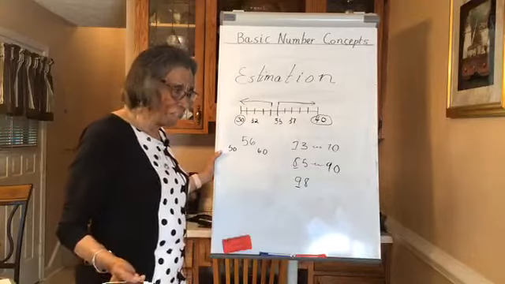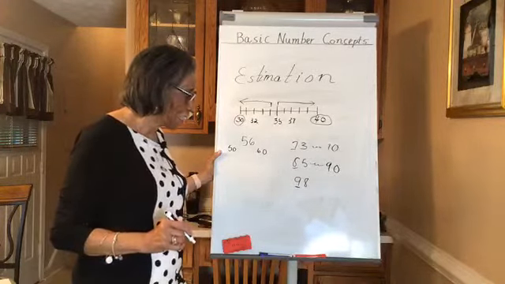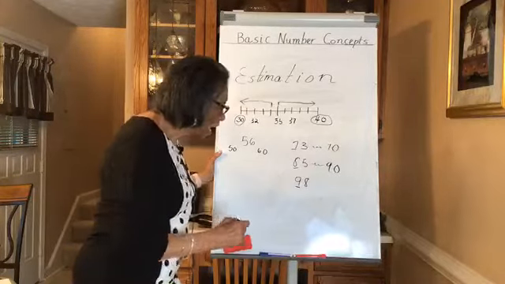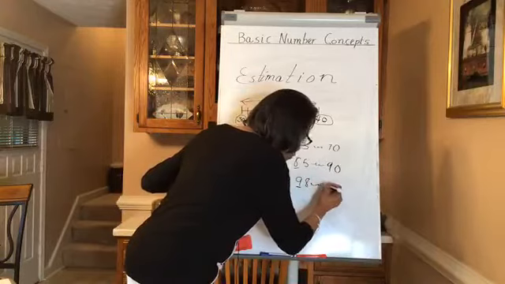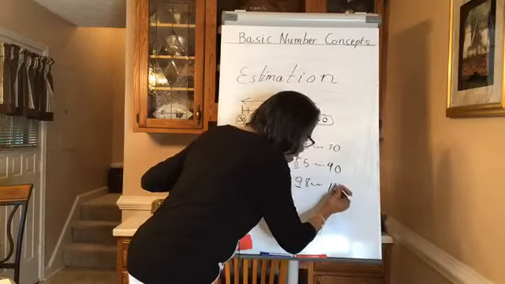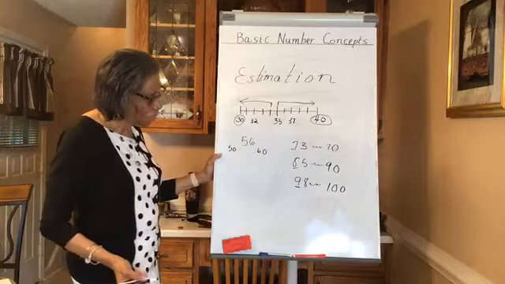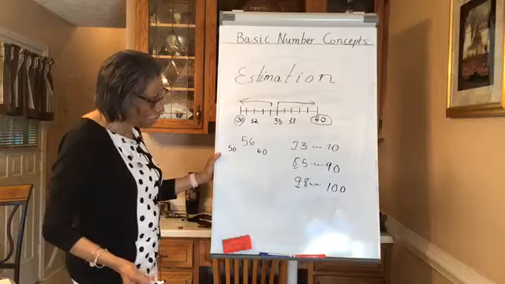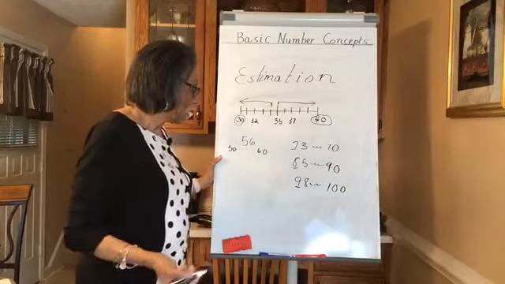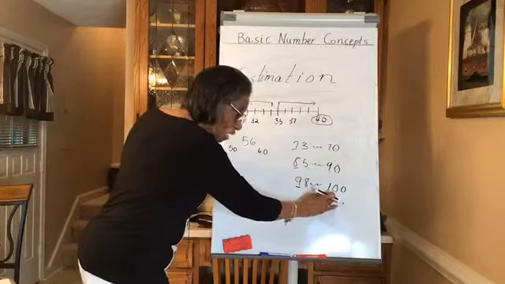98 is between 90 and 100. Did you get that? 90 and 100. And of course, it's definitely closer to 100. Okay? All right? So 100 is 10 tens. And this is 9 tens, which is 90, and the next 10 is 100.